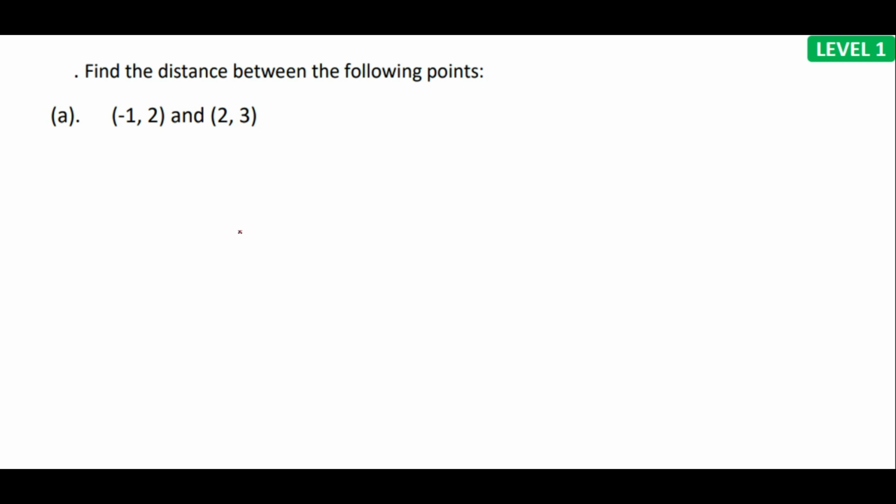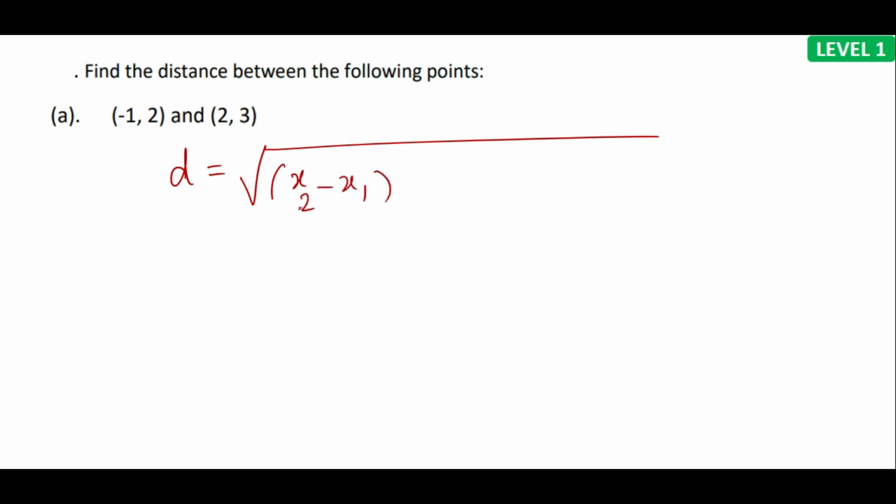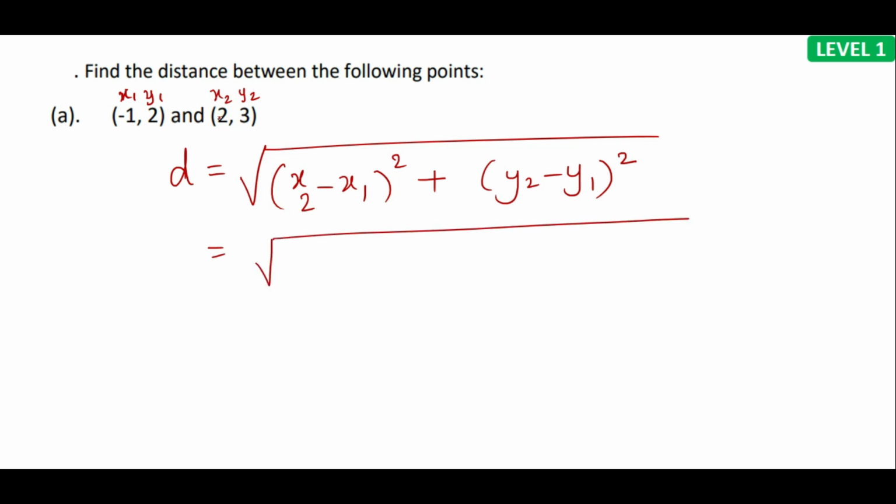Now the distance between 2 points, we know we are going to use the distance formula, which is square root of x2 minus x1 the whole square plus y2 minus y1 the whole square. Marking the coordinates as x1, y1, x2, y2. So you have the square root and my x2 is 2. So 2 minus, now my x1 is minus 1. I open a bracket. So this is x2 minus x1 the whole square.